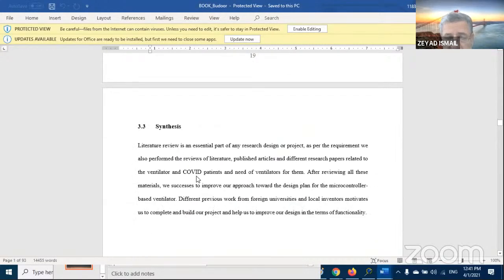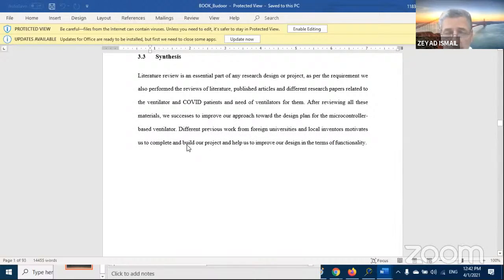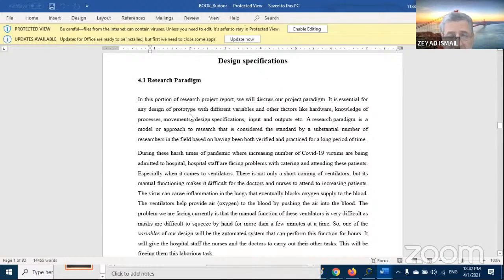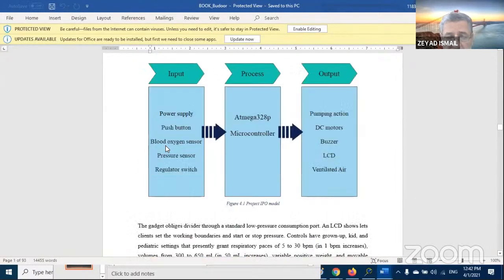Then they will give a synthesis concerning these literatures that they have been through. What will they do, or what is the thing that they are going to improve, and what is available, and so on. Chapter 4 will include the design specification, research paradigm, and this is the paradigm that I have talked about. Their system should include what is the input, what is the processing here, and what is the output there.